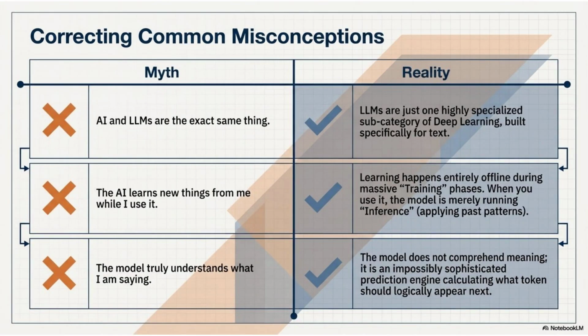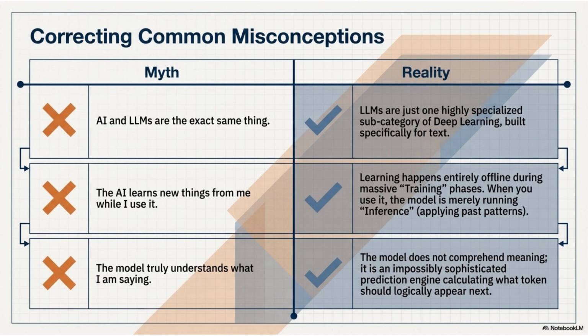Before we wrap up, let's correct some common misconceptions. These are things I hear all the time, and getting them right is essential. Myth number 1. AI and LLMs are the exact same thing. The reality? LLMs are just one highly specialized subcategory of deep learning, built specifically for text. They're a small circle inside a much larger universe of AI.